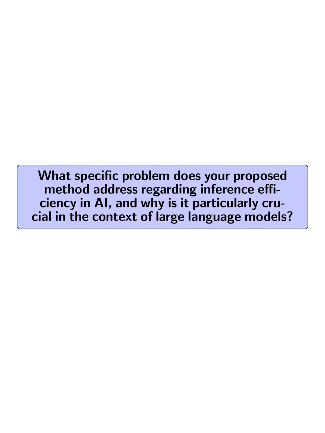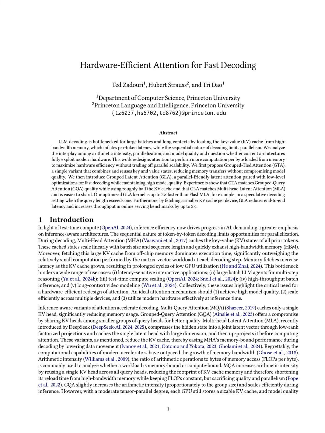What specific problem does your proposed method address regarding inference efficiency in AI, and why is it particularly crucial in the context of large language models? Our proposed method addresses the critical issue of memory-bound performance during the decoding phase of large language models, LLMs, specifically the inefficiencies associated with the multi-head attention, MHA, mechanism.